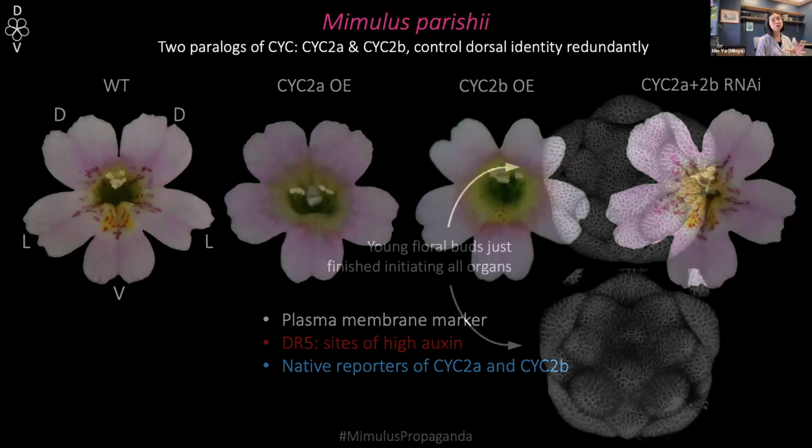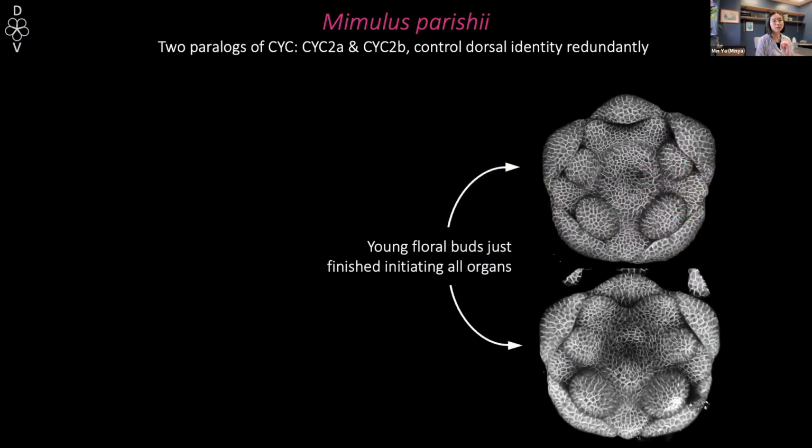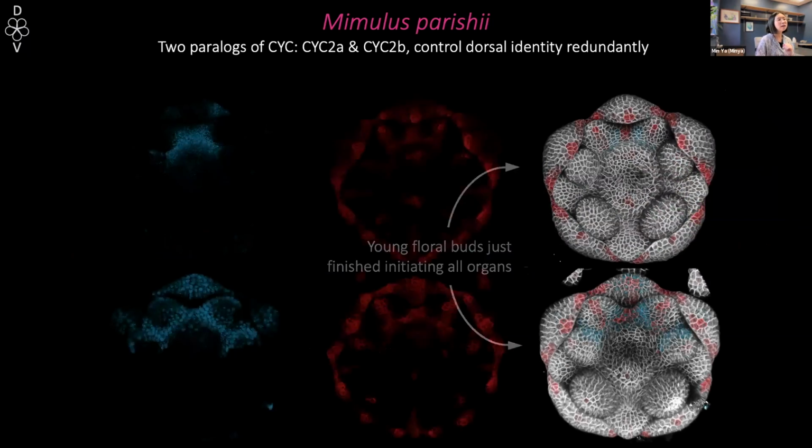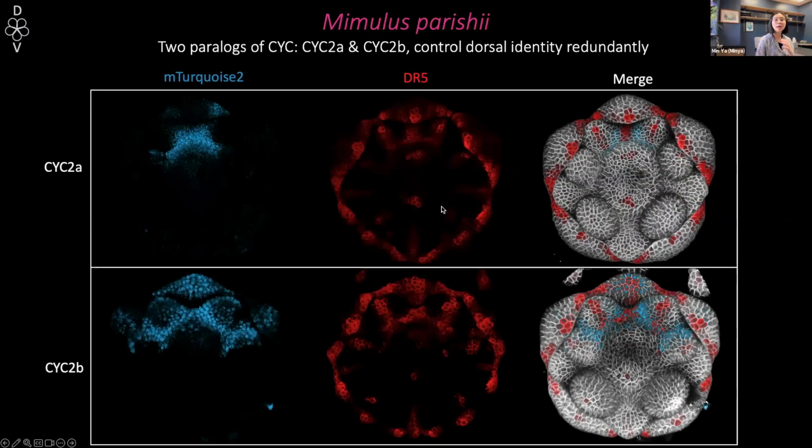As a proof of concept, here we have two floral buds that just finished initiating all the organs. So all the bumps are the organ primordia. If we look at DR5, you can see that it's quite similar to what's known in Arabidopsis already. It's concentrated on the tips of the primordia as well as lateral organ margins. But for both of the cycloidea genes, their expression is restricted only to the dorsal part. So now what we want to do is to go back earlier in time to see when and where those two genes are expressed and their relationship with DR5 patterns.